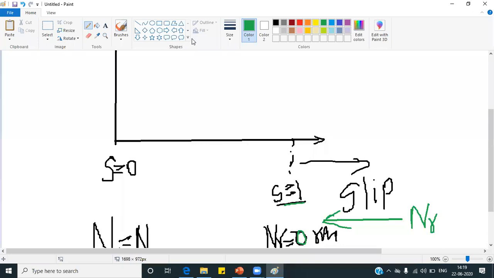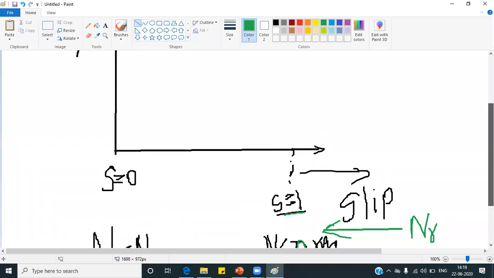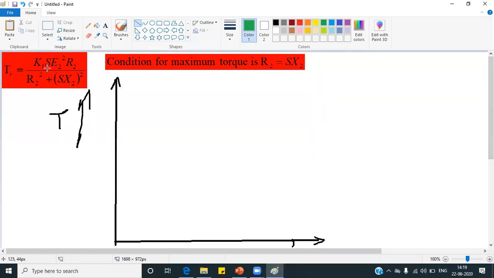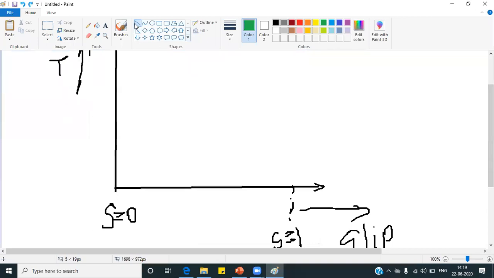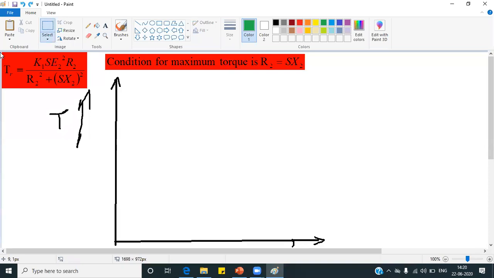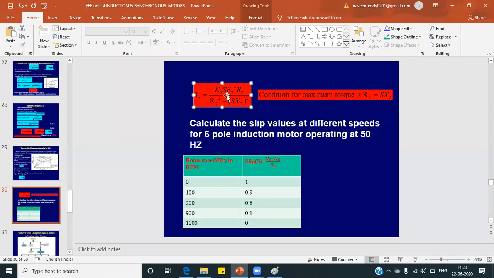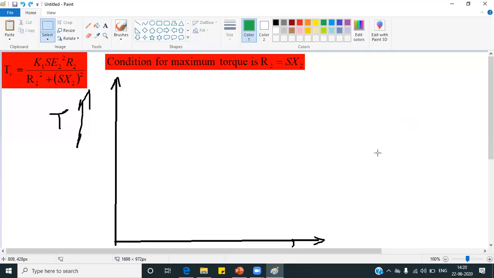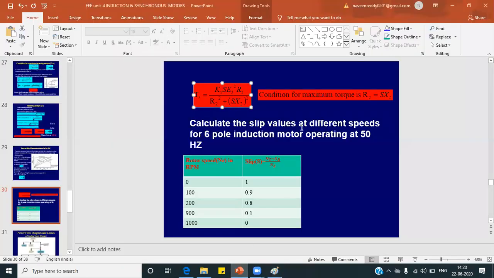Now see, first thing, this is slip equal to 0. Let me take this equation from here again, Control C, and let me paste it here.